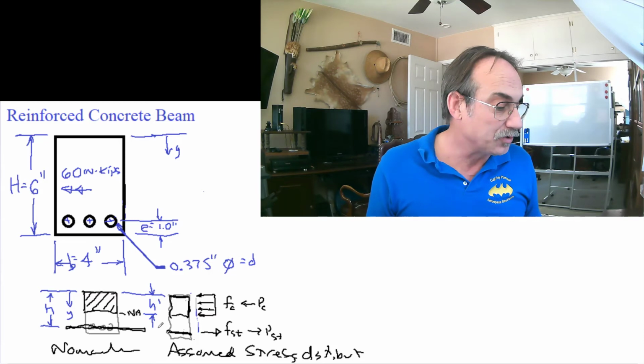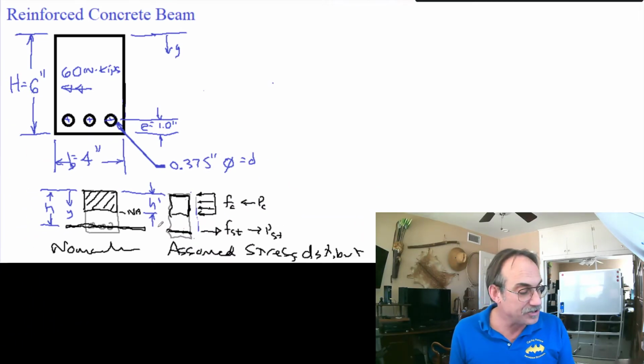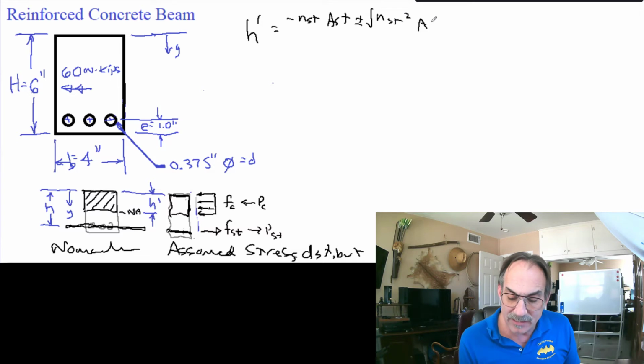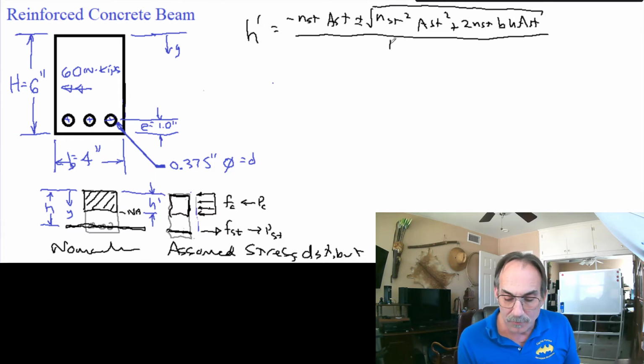Our next step is to find the neutral axis. Now, you need to solve the quadratic equation to do this, but I give you a nice simple formula, and what this will do is tell us what H prime is for our section, and it actually simplifies down from our handbook. We've got negative N steel, A steel, plus or minus the square root of N steel squared A steel squared plus 2 N steel B H A steel. And all that is in the square root. And then on the bottom, this is over B.